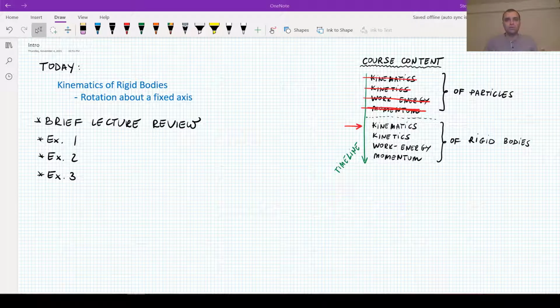Hello everyone, welcome back to another discussion in dynamics. Today we will start a new topic, namely kinematics of rigid bodies, and our subtopic will be rotation about fixed axis.